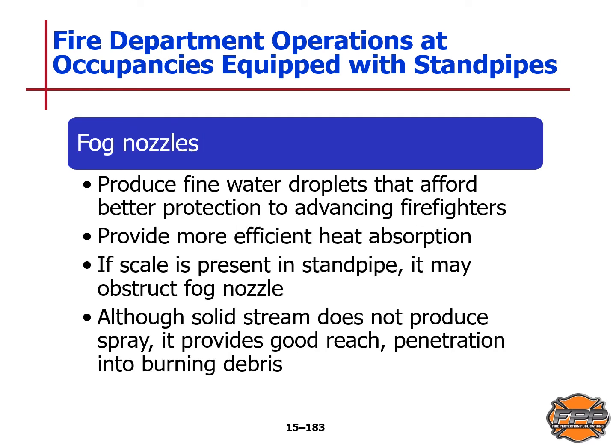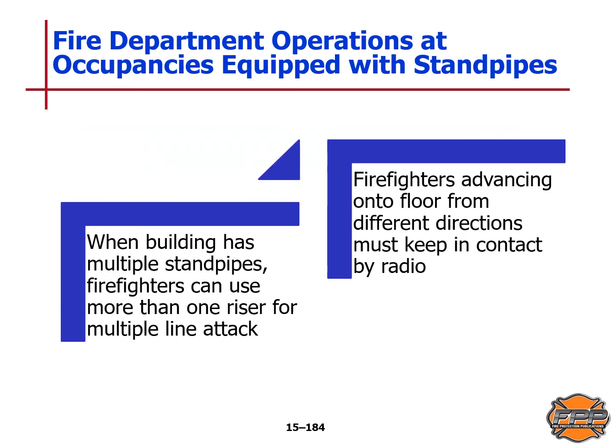Fog nozzles produce fine water droplets that afford better protection to advancing firefighters and provide more efficient heat absorption. If scale is present in the standpipe, it may obstruct the fog nozzle. Although the solid stream does not produce spray, it provides good reach and penetration into burning debris. When a building has multiple standpipes, firefighters can use more than one riser for a multiple line attack. Firefighters advancing onto the floor from different directions must keep in contact by radio.